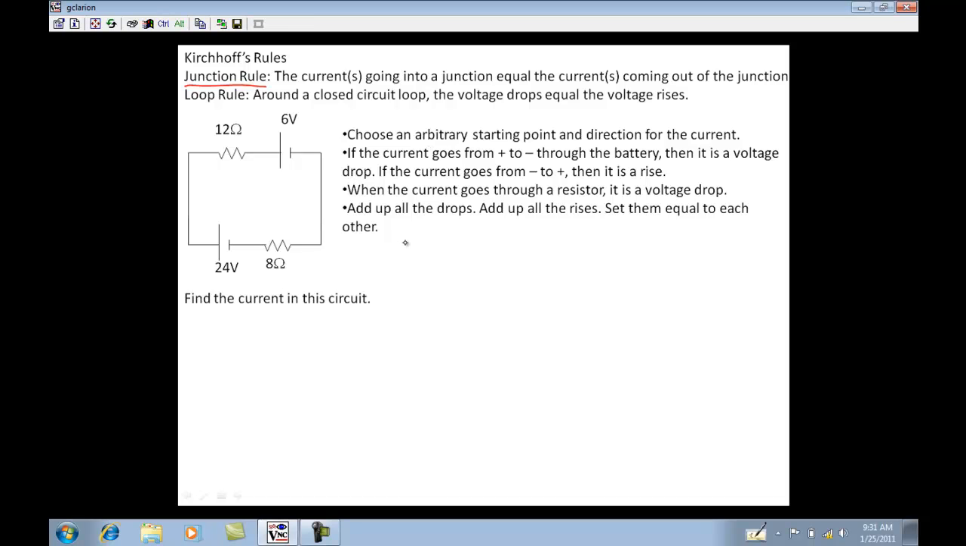So the junction rule just goes like this. If I've got a current, let's say I got two currents going into a junction, I1 here and I2. So we already know this. And I will get out another current, I3. What can we say about I1, I2, and I3? I1 plus I2 equals I3. Good. I1 plus I2 equals I3.